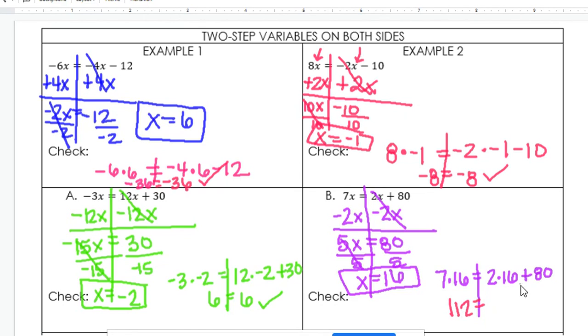So now I want to see if this side equals 112. Well, I know 2 times 16 is 32, and 32 plus 80 is 112. So it does work. Checks. Great job.